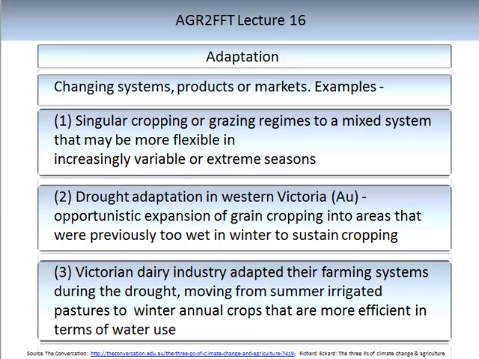A third adaptation aspect in this area can be shown by the Victorian dairy industry, where they could adapt their farming systems during the drought, moving from summer irrigated pastures to winter annual crops that are more efficient in terms of water use.